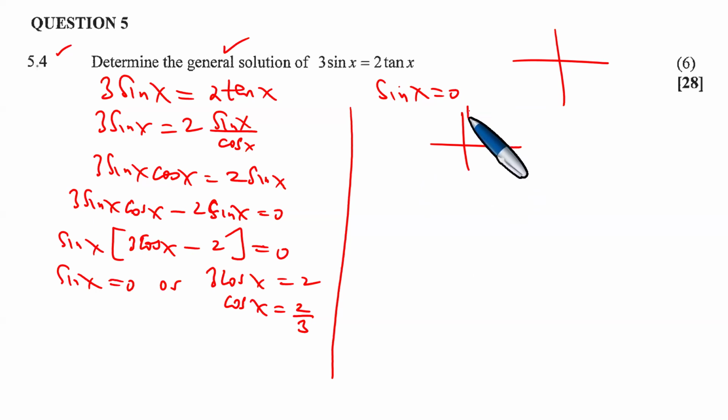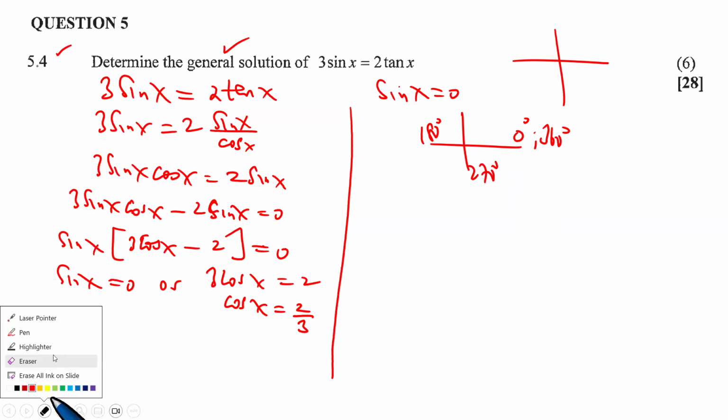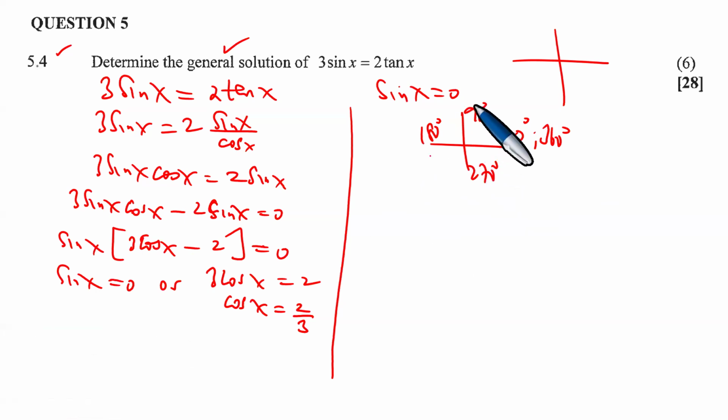Looking at the angles 90 degrees, 0 degrees, 180 degrees, 270 degrees, 360 degrees, the sine is 0 here, which means that x equals 180 degrees, and then you can add to that the multiples of the period. But let's first get what we need here.